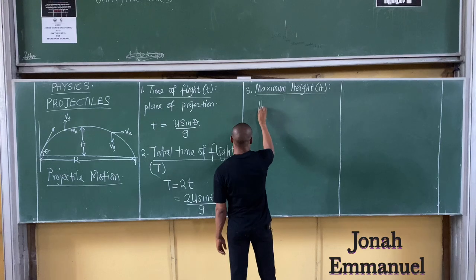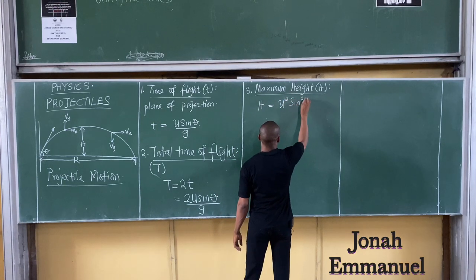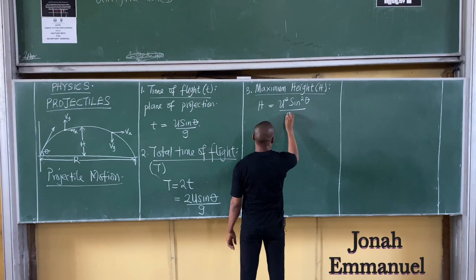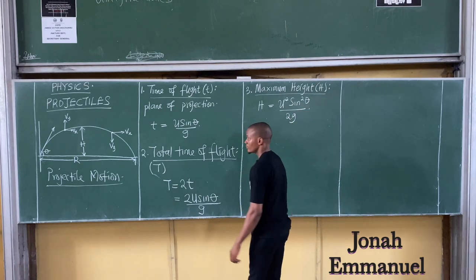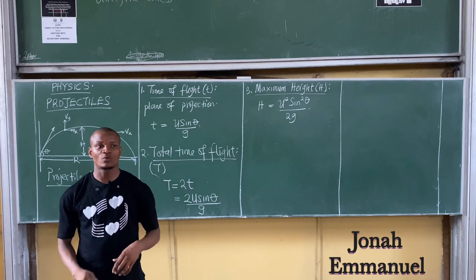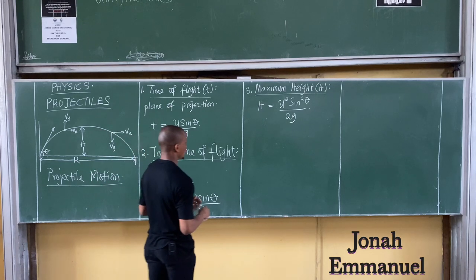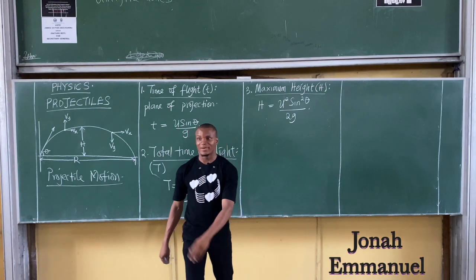Mathematically, H is equal to u squared sine squared theta all over 2g. So here's your expression for the maximum height.